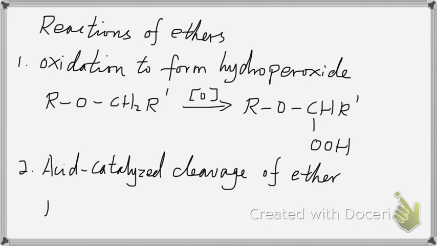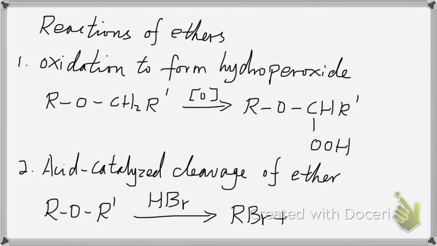The next reaction, the one that you need to know, is the acid-catalyzed cleavage of ethers. Ethers can be cleaved by hydrogen halides. So for example, if we have excess HBr, we basically need two equivalents of HBr here. And we will get two alkyl halides and water. The carbon-oxygen bonds will be cleaved to make alkyl halides.